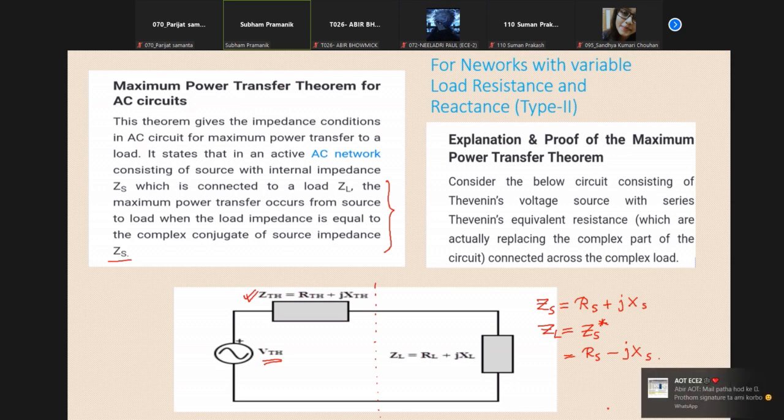Anyway, so I covered the first part of the maximum power transfer theorem yesterday. Today I am considering the other two types. So here you can see that when the load impedance is the complex conjugate of the source impedance, then maximum power transfer can happen. So we need a formal proof of this.